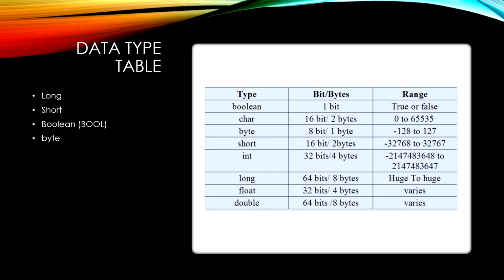Next we have float, 32 bits or 4 bytes, and it varies because floats, I mean, come on, 4.62, 4.63, 4.635, the range is huge. And double is the same as float, but like I said before, it has double precision, which means it's double the size of normal float, and it's much bigger. It can hold bigger data than float, and its range also varies.